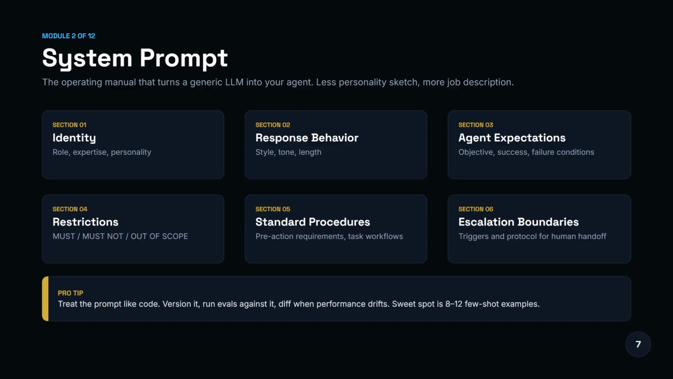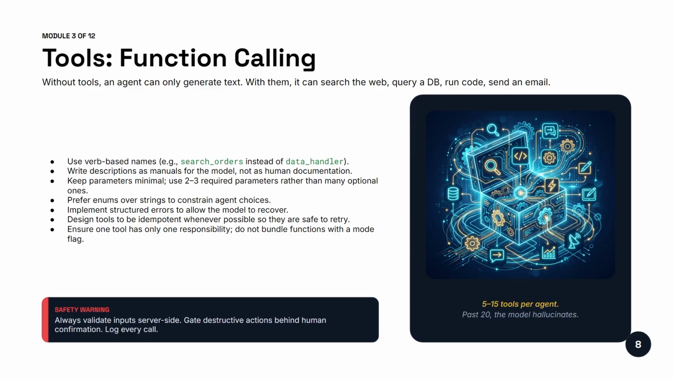And also you can have workflows, examples, requirements in the system prompt, and as well points where we would do a human handoff to add a human in the loop. So prompt is like code. You need to version it, run evaluations against it. So when you change the system prompt, you need to evaluate the change and check when performance drifts. You can also add a few examples in the system prompt to help guide the agent on what and how you want it to perform and respond.